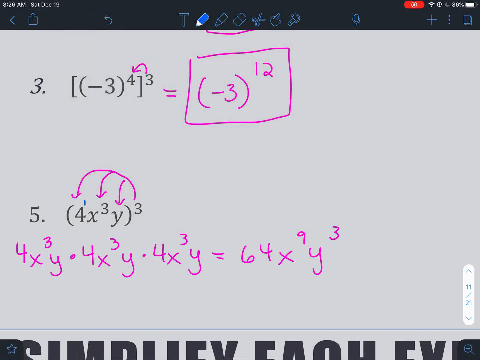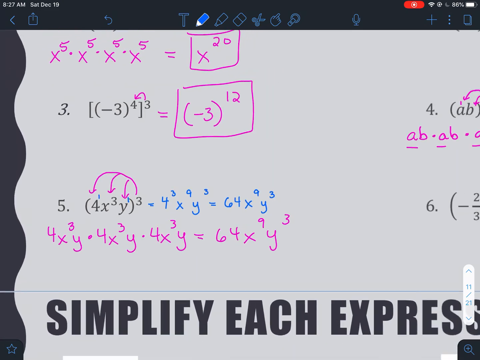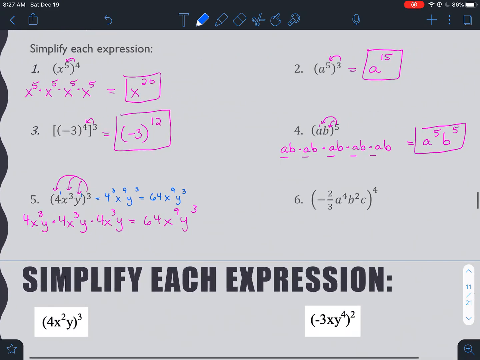So even the coefficient gets it, so this is 4 to the first, x to the third, y to the first. So if you did this, it would become 4 to the third, x to the ninth, y to the third. So everybody gets multiplied by that 3 exponent on the outside. Well, every exponent gets multiplied. And then 4 to the third is 64. So this would be 64x to the ninth, y to the third.